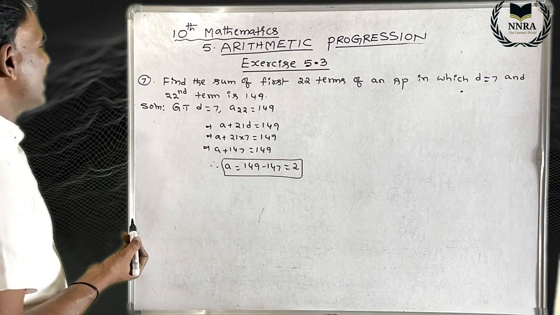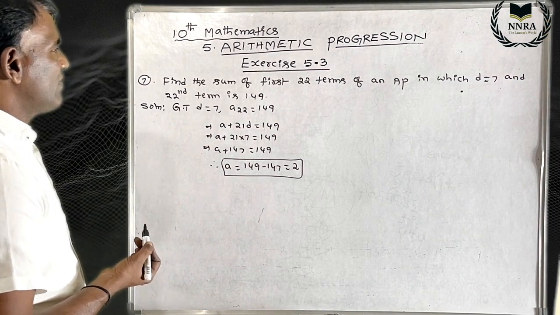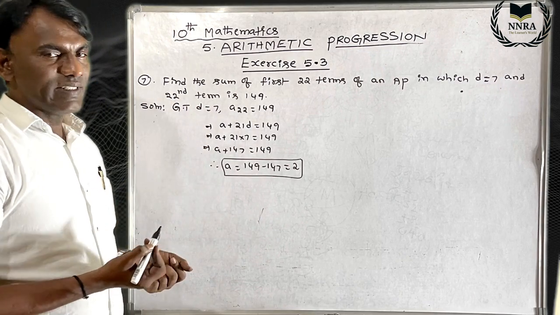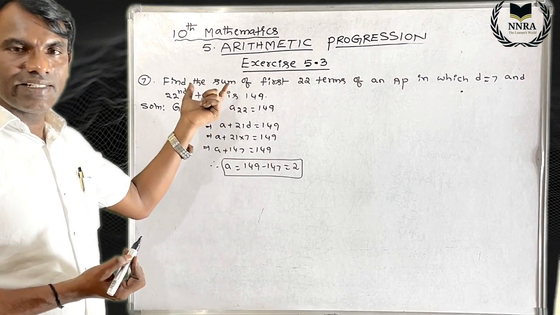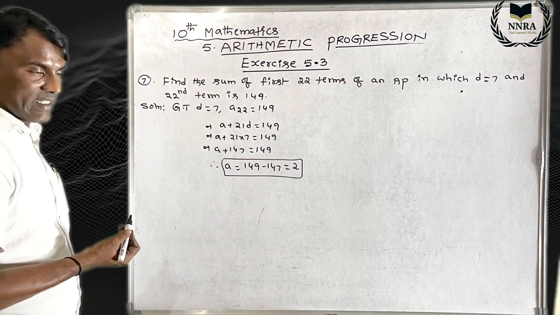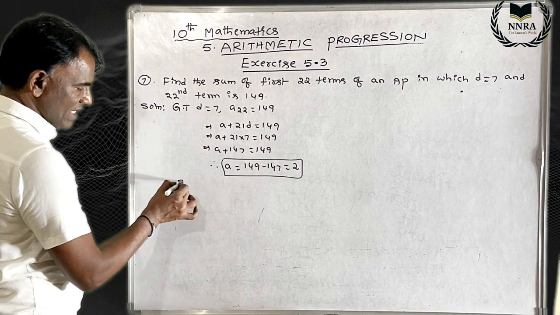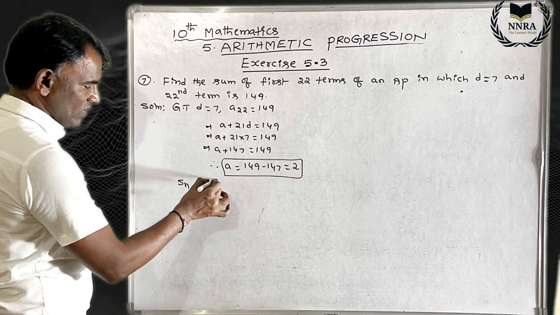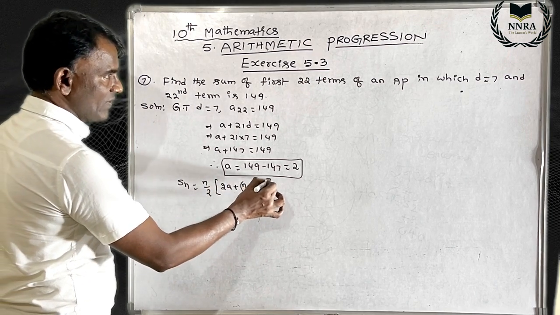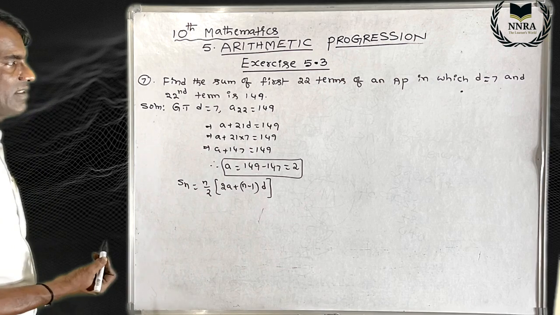And after that, what they asked in that question? Sum of first 22 terms. So A value is there, D value is there, N value is also there. Now sum of first 22 terms means, what is the meaning of that? S22, right? So Sn equal to n by 2 into 2a plus n minus 1 into d. Right?